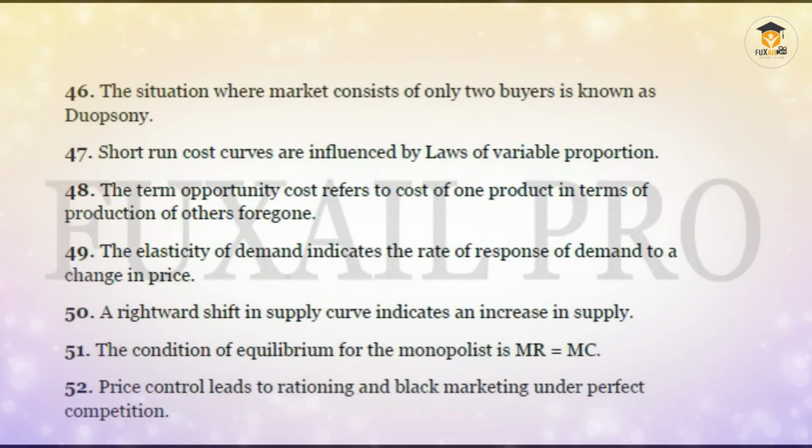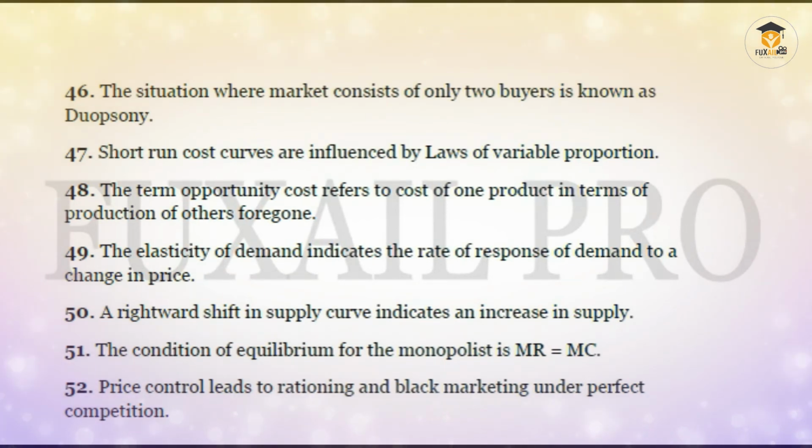46. The situation where market consists of only two buyers is known as duopsonate. 47. Short-run cost curves are influenced by laws of variable proportion. 48. The term opportunity cost refers to cost of one product in terms of production of others foregone. 49. The elasticity of demand indicates the rate of response of demand to a change in price. 50. A rightward shift in supply curve indicates an increase in supply.